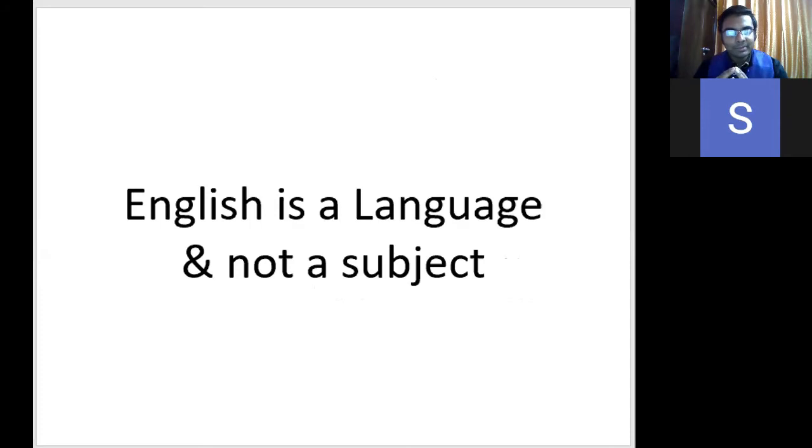What do we mean by subject? The way we used to study English during our schooling, the same approach we follow when it comes to the English language. We open up the grammar books, we open up the dictionary. Don't you think it is the same approach which we used to follow during our schooling days? Do not follow that. English is a language and language is a skill. Language is not a subject.